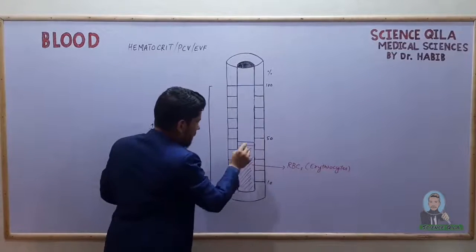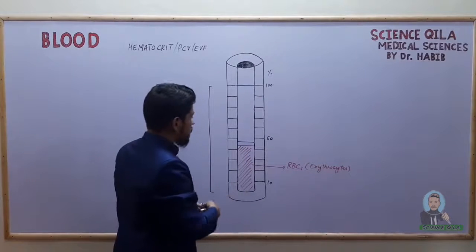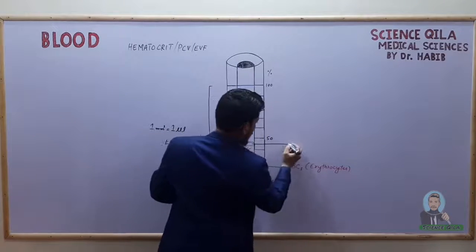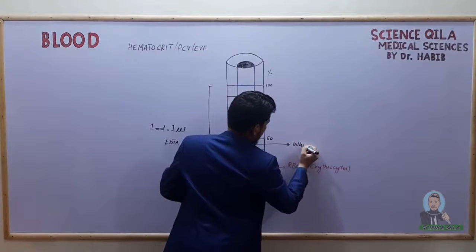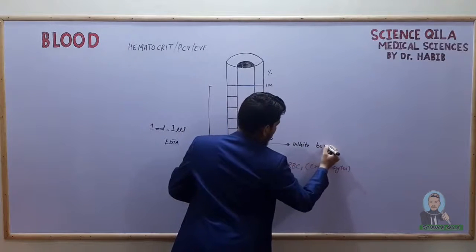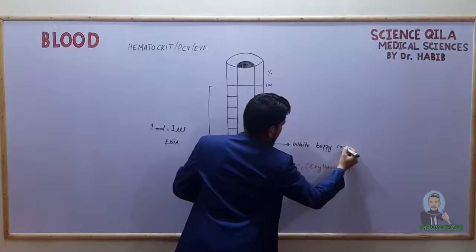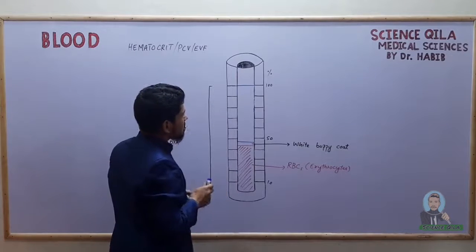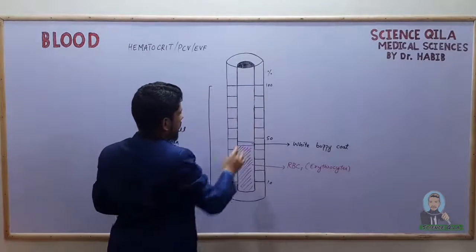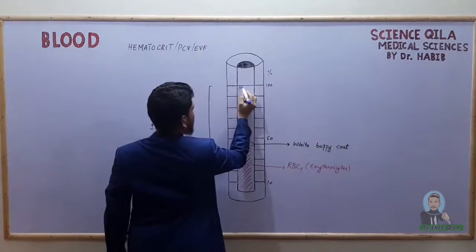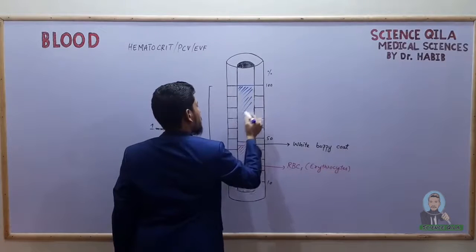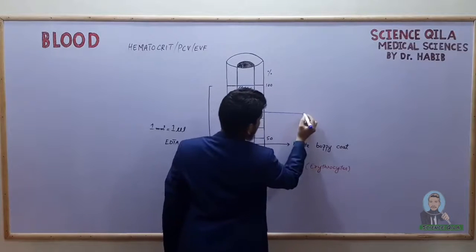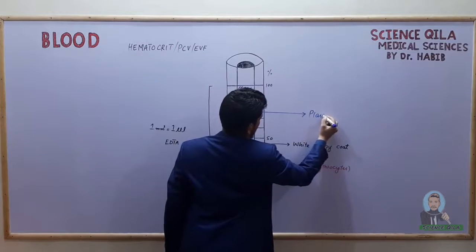Okay, the second layer here in the middle is called the buffy coat, as its color is white. That's why we call it the white buffy coat. And the third, less dense layer of the blood here at the top is the layer of plasma. So this third layer over here is the layer of plasma.